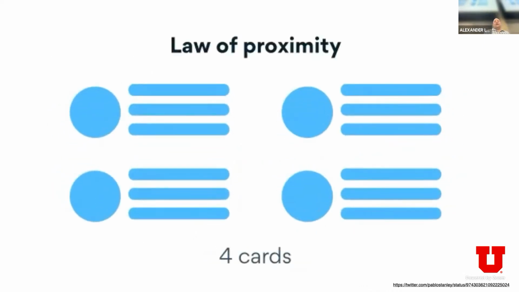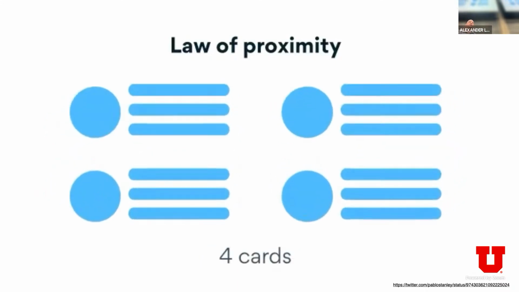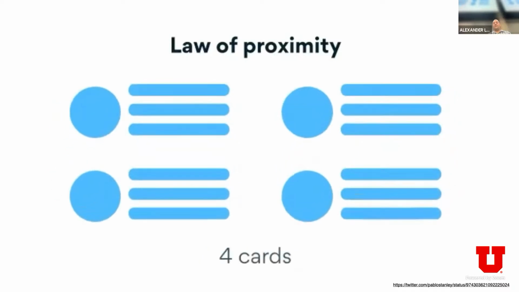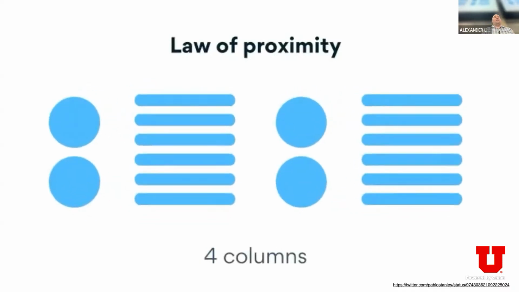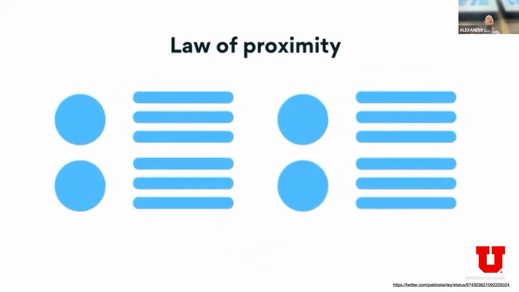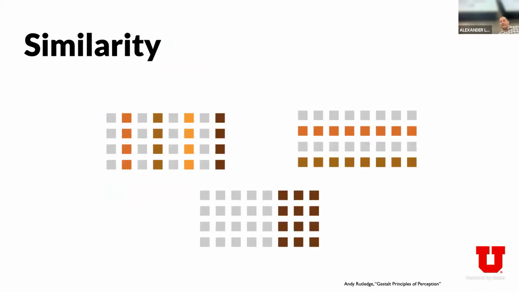And so, for example, in UI design, just by varying the spacing slightly, you could distinguish between: do we have 4 columns or do we have 4 cards? All of this would be a possibility. And so when you do a layout, you have to play with this proximity. And so proximity is also grouping, linking by placing entities in close proximity.